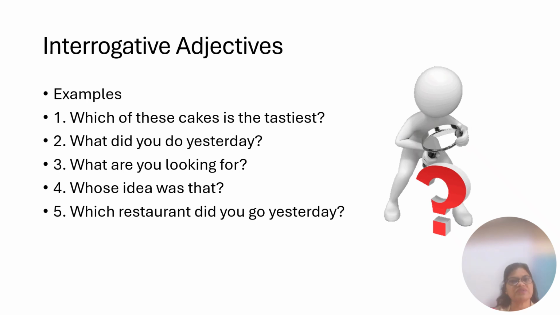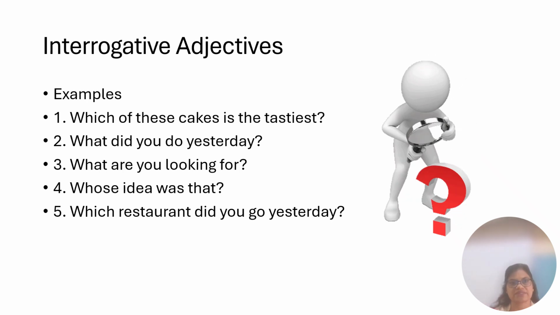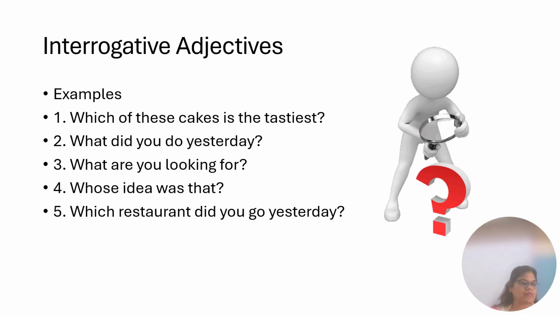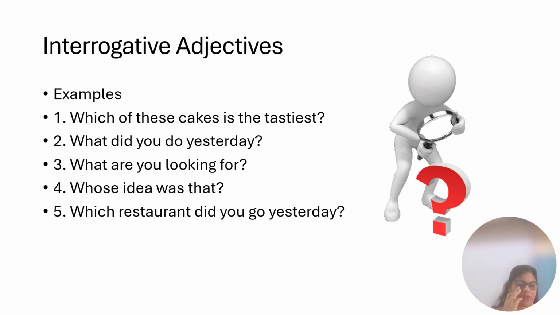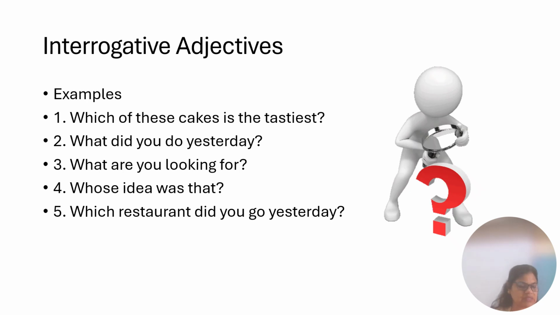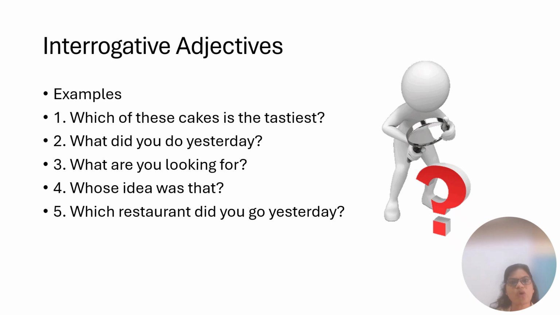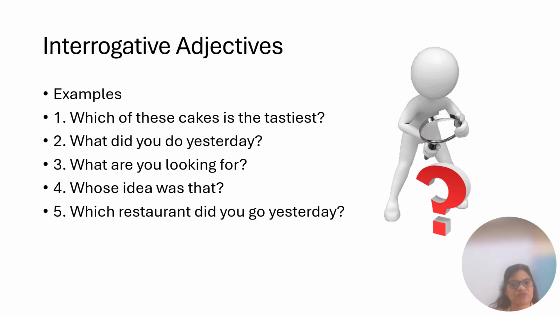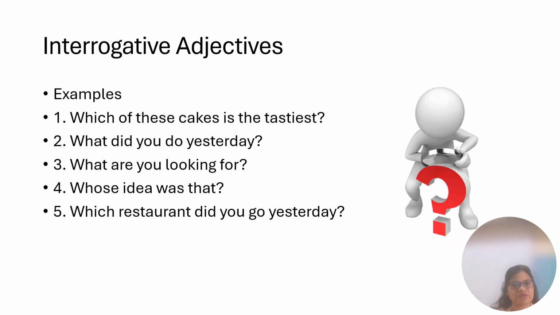Next we have interrogative adjectives. In interrogative adjectives we generally ask questions. We use which, what, whose that modify a noun to ask a question. Appearing before the noun, they describe as seen in examples here. Which of these cakes is the tastiest? What did you do yesterday? What are you looking for? Whose idea was that? Which restaurant did you go to yesterday? So it asks for information about the noun.